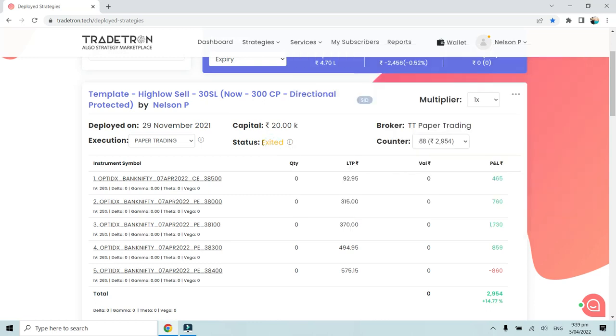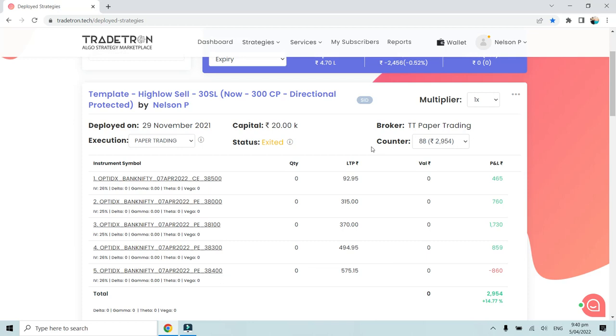Whenever a universal exit happens, the status of the strategy will change to exited, and what it will mean is that the one counter from entry of the strategy till universal exit is complete. So basically one counter is a cycle from the entry of the strategy till universal exit of the strategy.